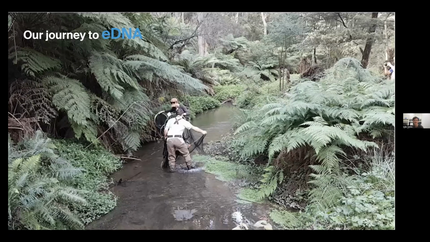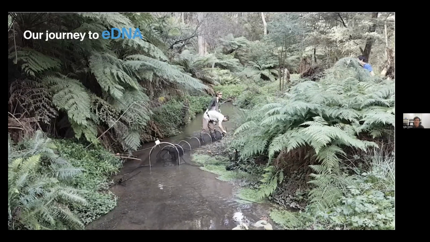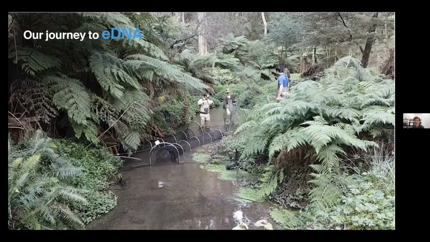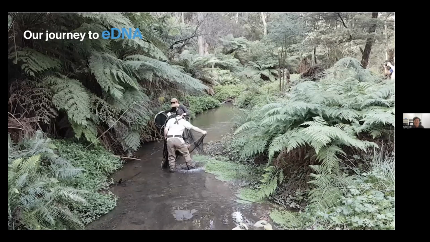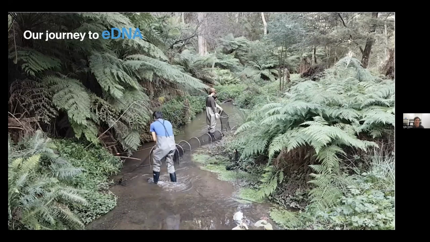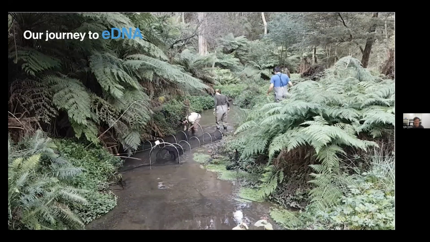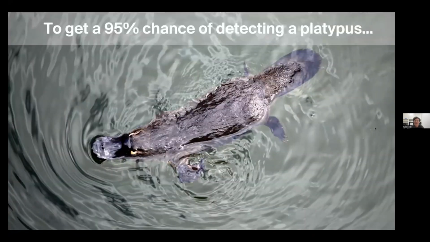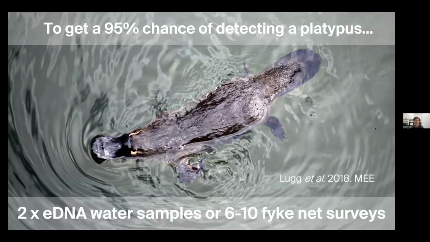And our particular journey to eDNA started mostly with work on platypus, before EnviroDNA was a separate entity. And so we still have a resident expert, Josh Griffiths, who is quite glad that we no longer have to do all-nighters setting fyke nets. And the work that they've done showed that basically to get a 95% chance of detecting a platypus, you can either take 2 water samples of a given volume, or you can go out all night and set 6 to 10 fyke nets. And I think there's no contest about which is easier there.